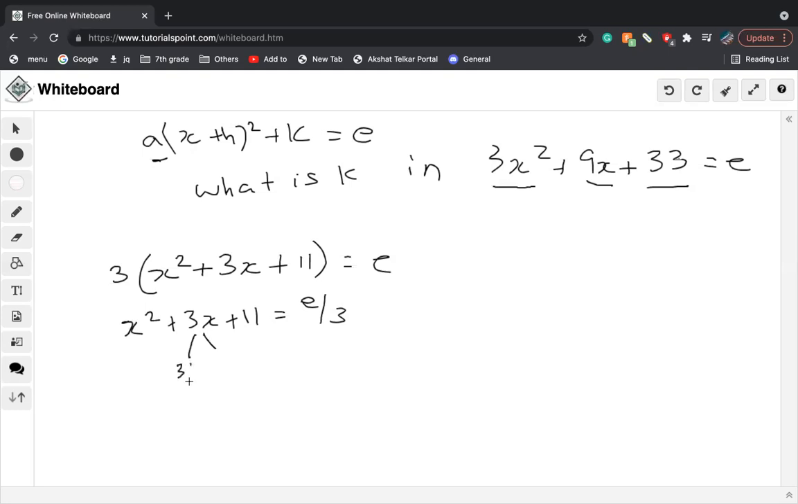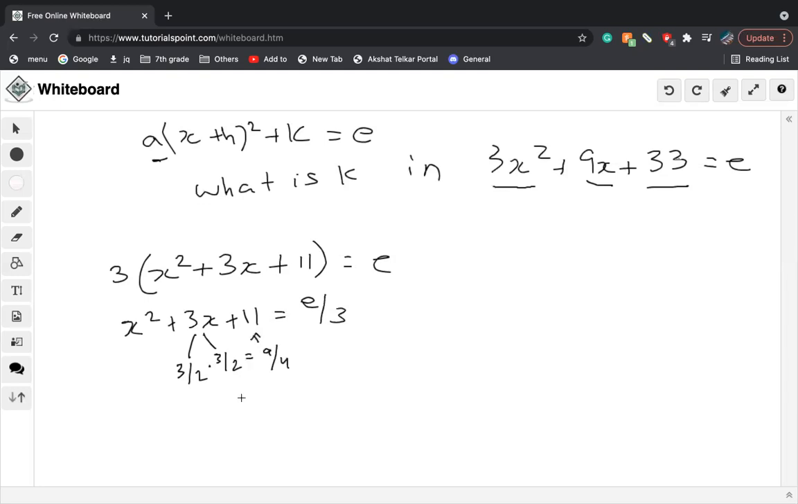That'll give you 3 over 2, 3 over 2. And now you're wondering, how do I square this? So what is 3 over 2 times 3 over 2? Everyone should know it's numerator times numerator and denominator times denominator. So it'll give you 9 over 4.